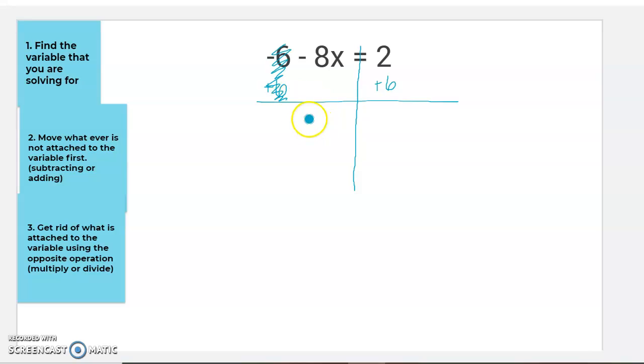So my 6's are gone on this side, and I have negative 8x equals 2 plus 6 is going to give me 8. And now I have to get rid of this negative 8 that is being multiplied by this x because it's attached to it. So we're going to divide both sides by negative 8. So they're gone on the left side, and I'm left with x equals 8 divided by negative 8 is going to give me negative 1.